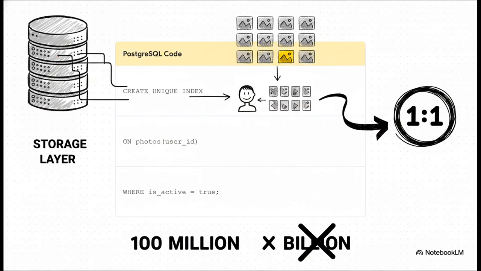If a user uploads 10 different photos over the years, only one can be active. The database physically prevents 2 photos from being active at once for the same user. And the best part? The index size shrinks drastically. If you have 100 million users, that index is exactly 100 million rows, not a billion.